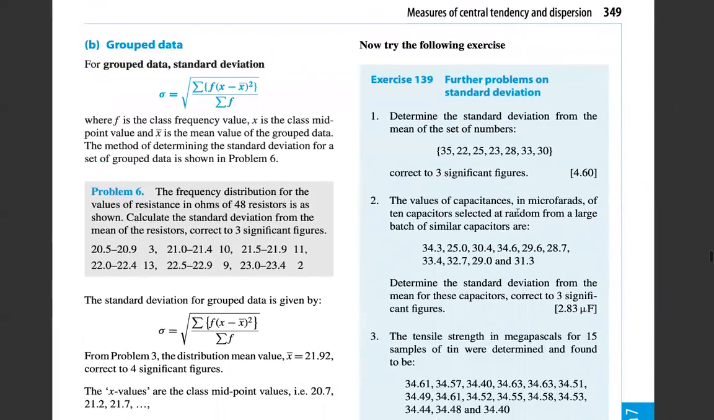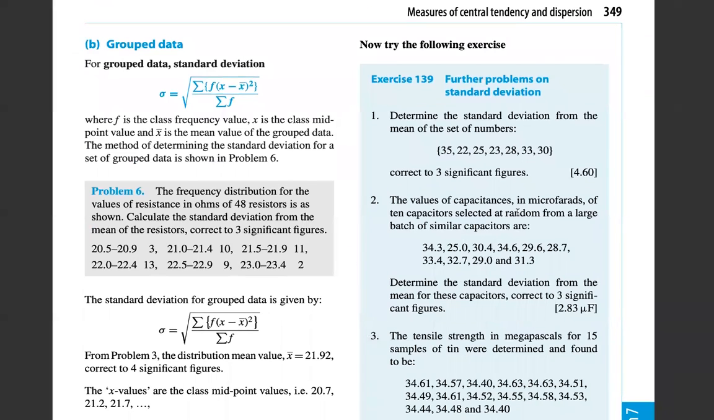How about for group data? Well, group data, you don't have the actual values. You have a frequency and you have a range. Each range you have a frequency. So you multiply the frequency f by the midpoint of the range, subtracted by the mean, right?